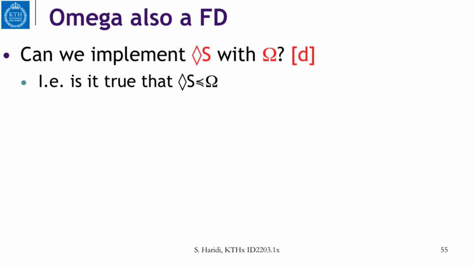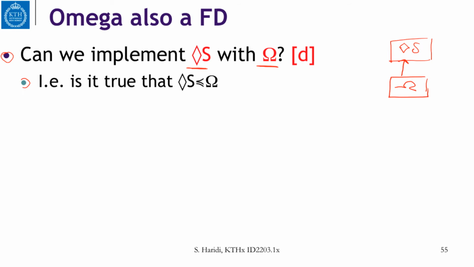There is one failure detector that we want to add here, which is the eventual leader election, omega. We said the eventual leader election is also a failure detector. So can we implement diamond S, the eventually weak failure detector, with omega? The question can be put this way: can we implement diamond S if we are given an abstraction that implements omega and we use it to implement diamond S?